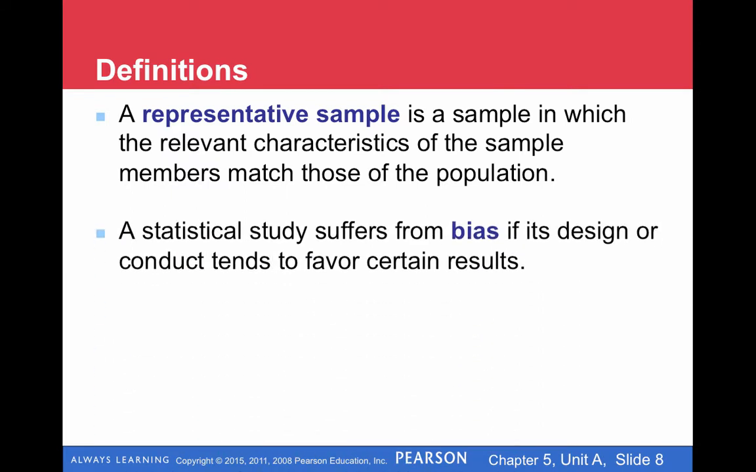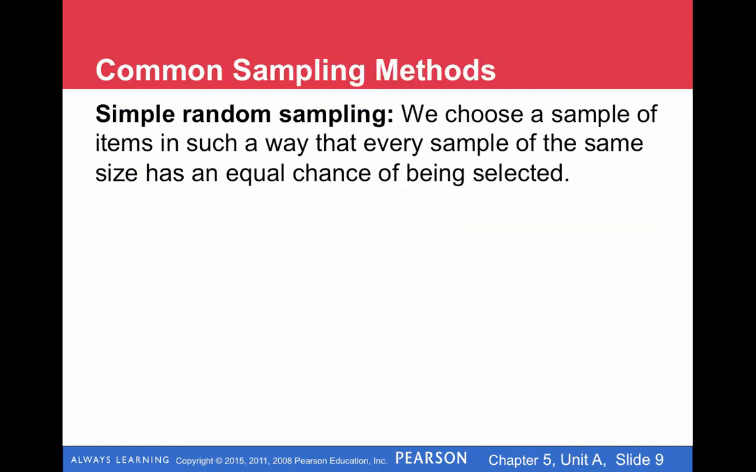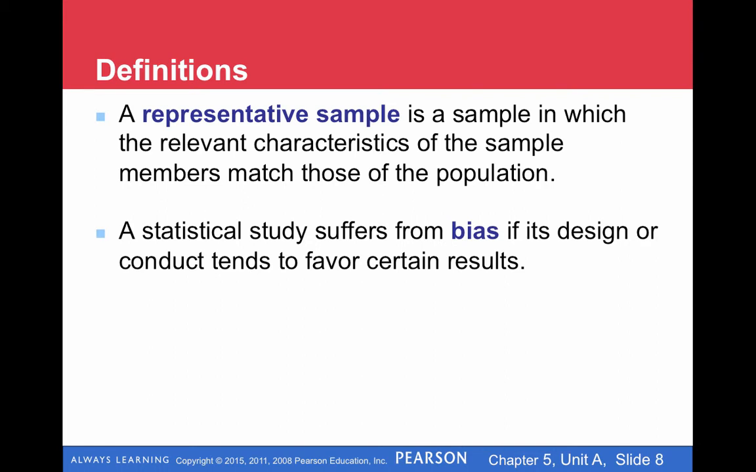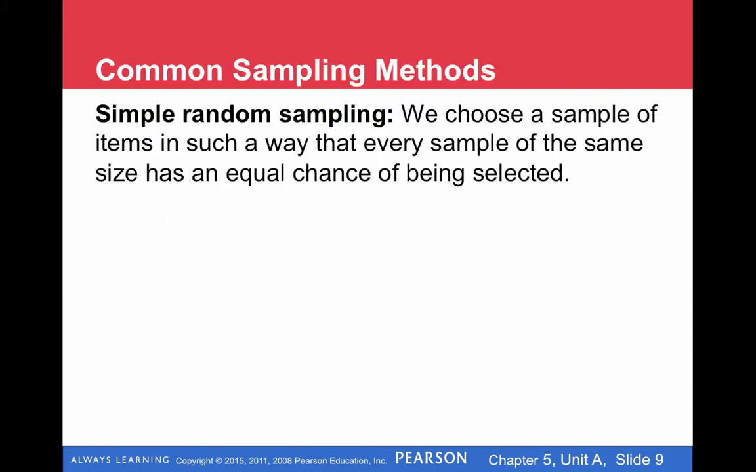A statistical study suffers from bias if its design or conduct tends to favor certain results. So if I just ask American men of certain ages, maybe they will have bias in their responses. So you want to get a good cross-section, a nice representative sample, so it doesn't suffer from bias. So we have various sampling methods. We have simple random sampling, and that's kind of misleading. They say it's simple. Theoretically, it's simple, but in practice, it's really hard.